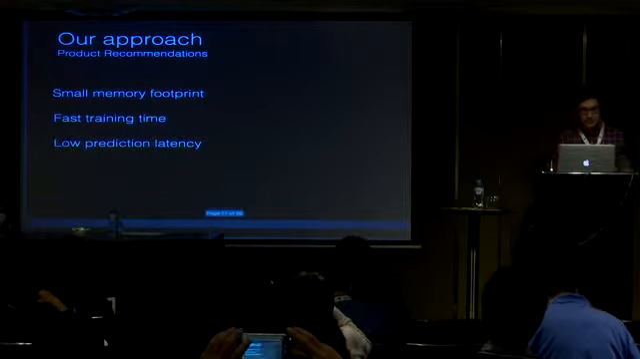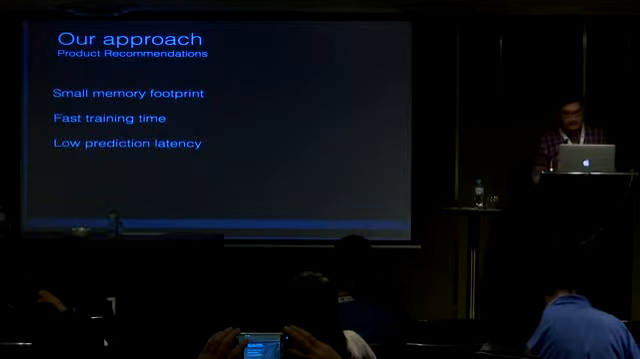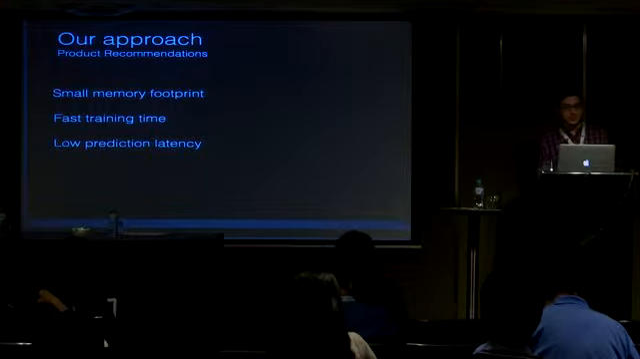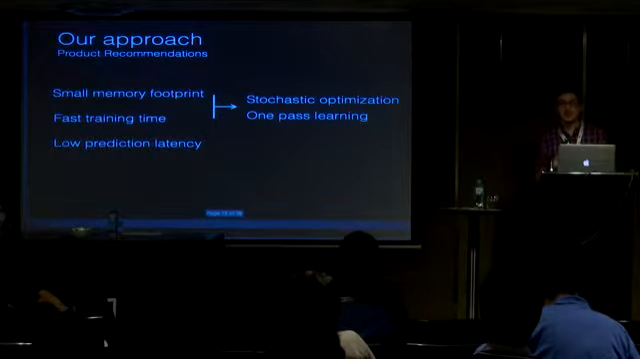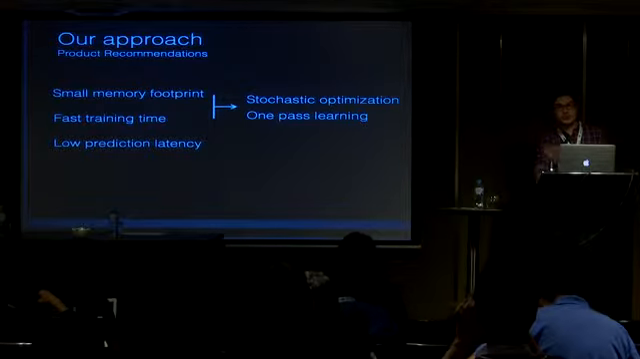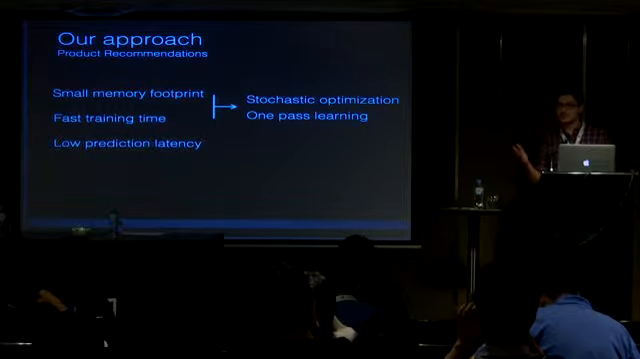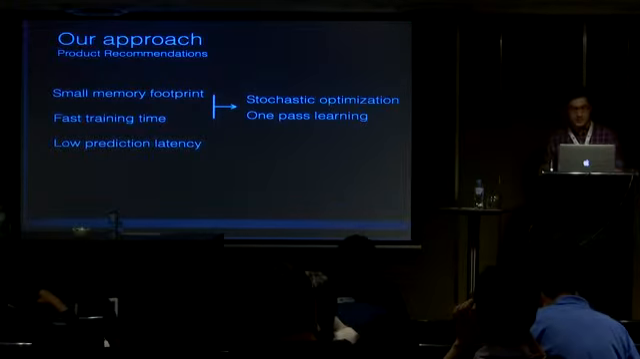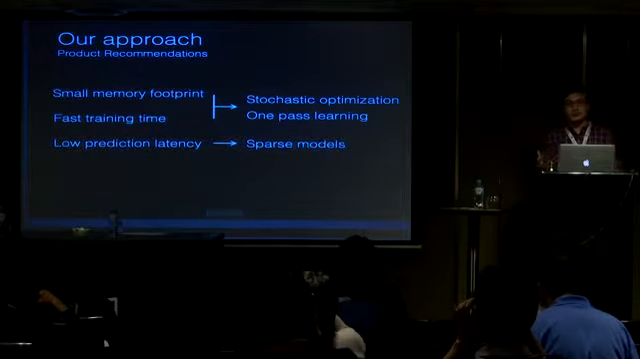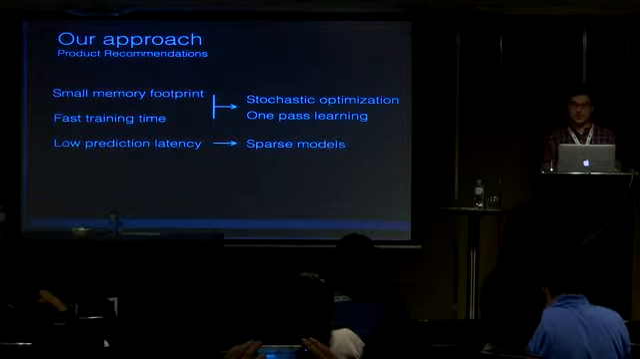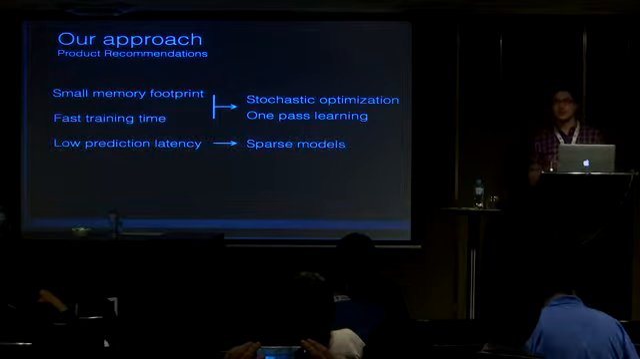So just to give you a gist of our approach, and then I'll unpack that in the following slides. To achieve small memory footprint and fast training time, that makes a great candidate for stochastic optimization. And we show that learning with only one pass through the data is enough to achieve satisfactory performance. And then to have a low prediction latency, we impose sparsity. We learn very sparse models that allow us to do a very small number of computations at prediction time.